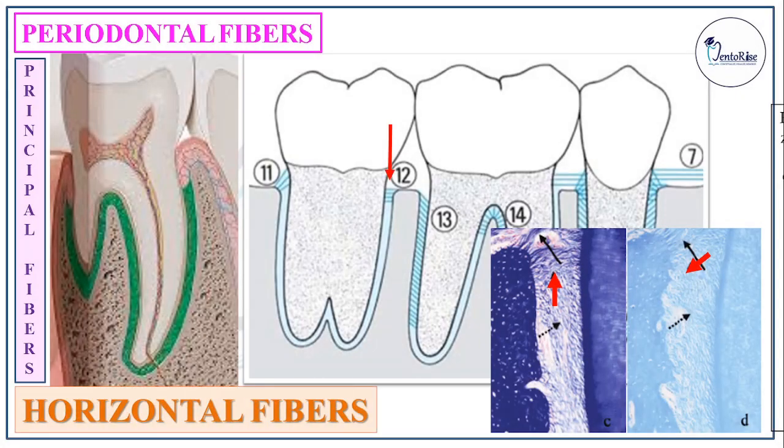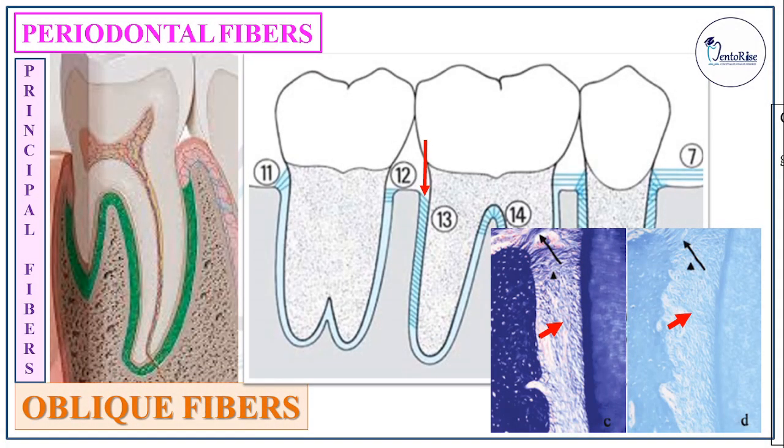The next set of fibers are the horizontal fibers. As the name suggests, they extend horizontally from the cementum to the alveolar bone, or we can also say that they extend at right angles to the long axis of the tooth. Their function is to prevent lateral movement of the tooth. You can observe the histological sections as well.